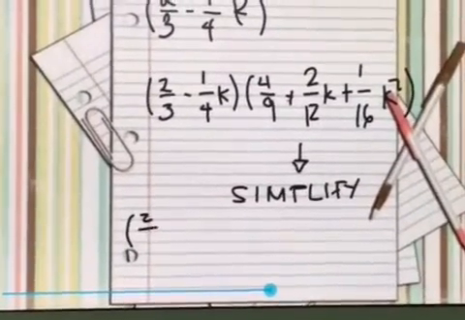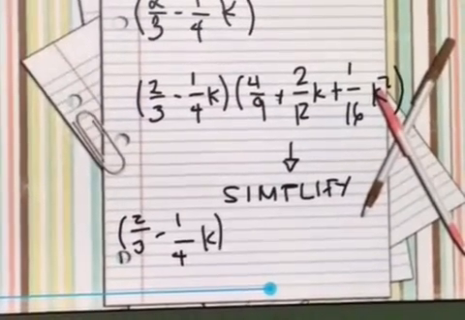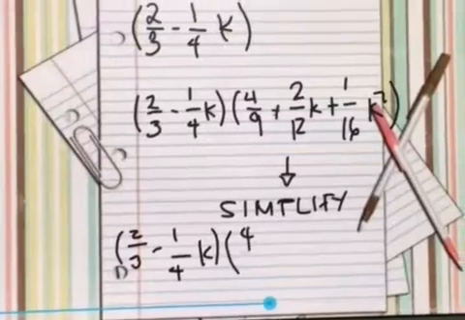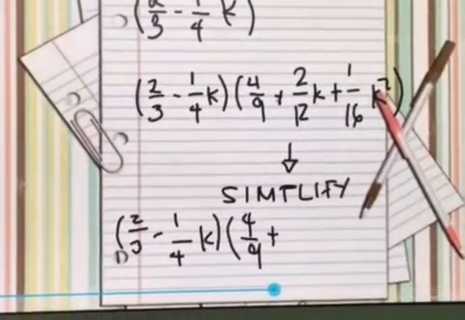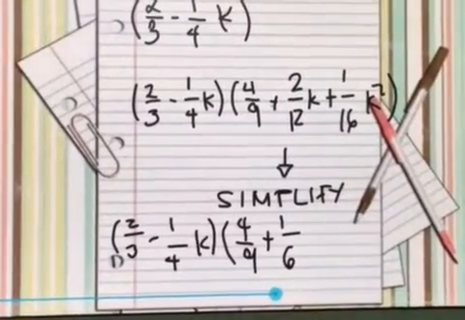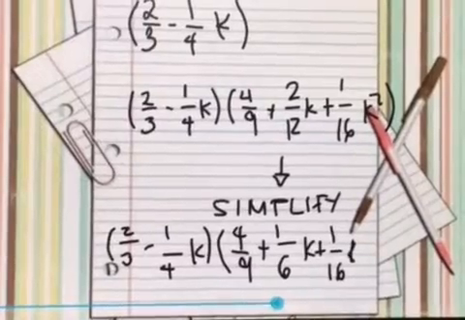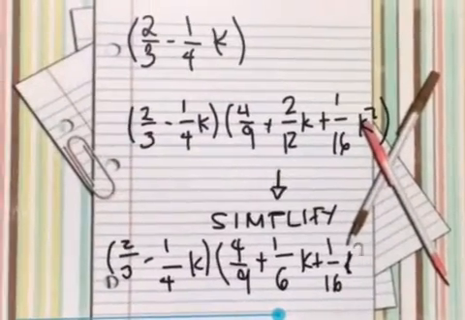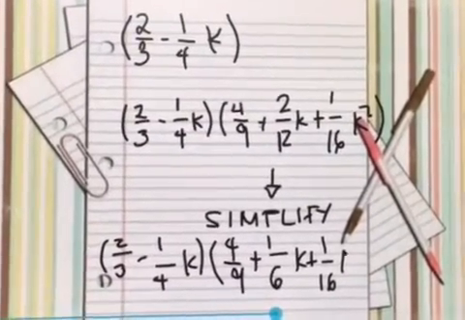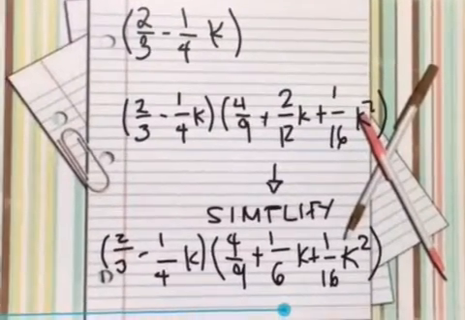So let's simplify it. You are then left with the final answer of the quantity 2 over 3 minus 1 over 4k and the quantity 4 over 9 plus 1 over 6k plus 1 over 16k raised to the second power. This is now your final answer for our first question using DTC.